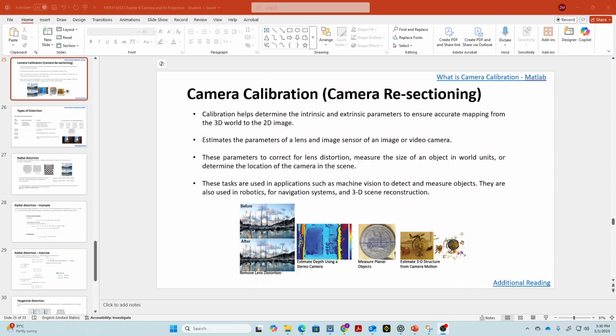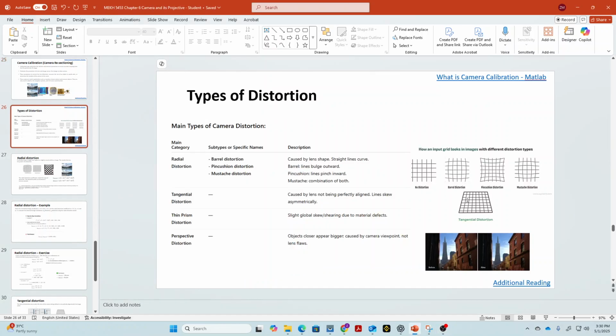So this is an example of the distortion here. You can see from the image, it's just like a fisheye. You can see that it is not really straight over here. So this is an example of distortion. There are four main types of camera distortion. We're not going to learn everything, we just need to learn maybe two. The first one is radial distortion, and the second one is tangential distortion. The third one is thin prism, and the last one is perspective distortion.